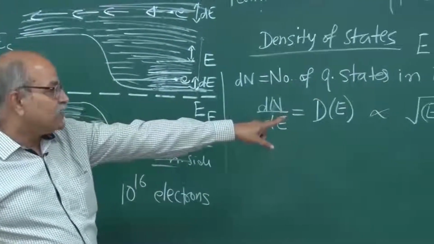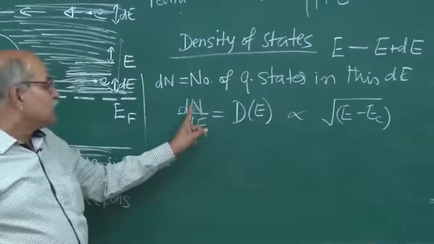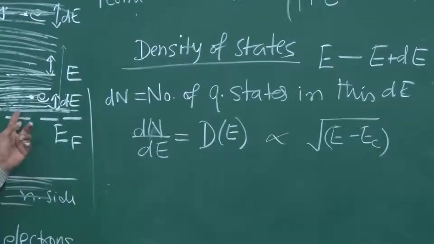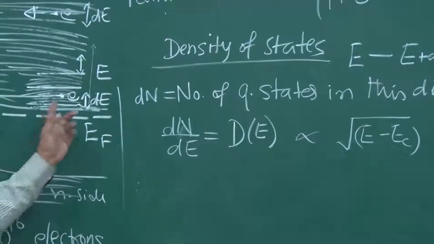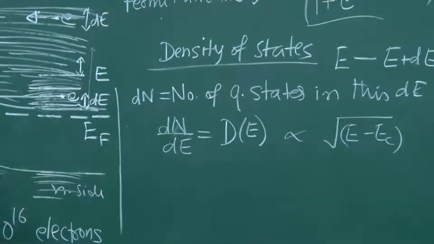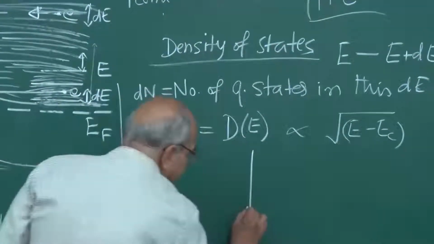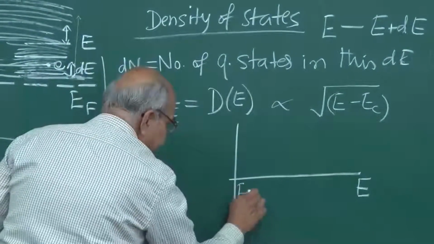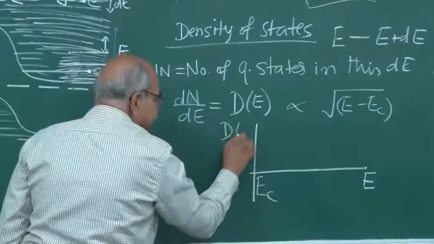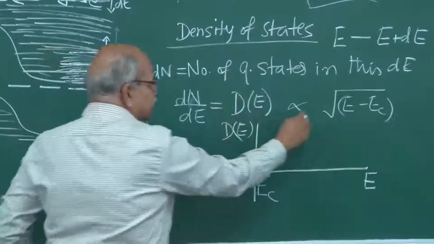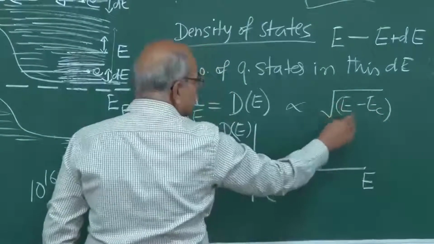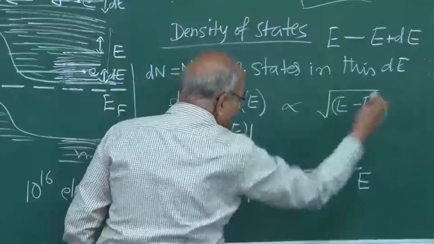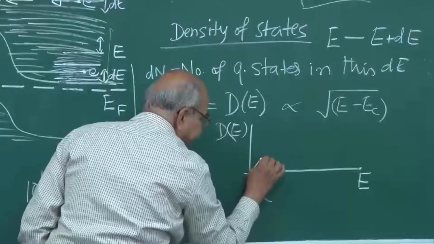That means as you increase E, this number is going to increase. At E equal to EC, right at the bottom of the conduction band, this number is 0. If I plot D(E) here, with energy E on this axis and this point being energy EC, how will that go? D(E) is proportional to the square root of E minus EC, so at E equal to EC it should be 0, and then it goes like this.